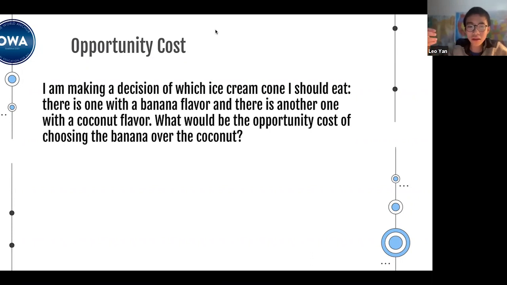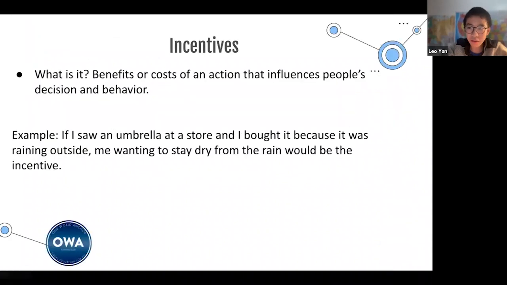It's not that choosing the banana over the coconut is a bad decision. It's just that if you chose anything in this scenario, you will be losing out on the other thing. And I can't emphasize this enough: it doesn't matter what you choose, you will always be losing out on something as long as you're making a decision. Now let's move on to the next slide.